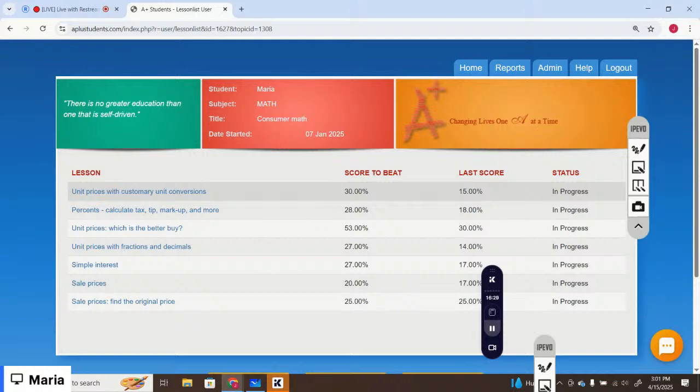Here I'm on grade 6 math. The chapter we are on right now is consumer math. Let's just start with the first lesson, that is unit prices with customary unit conversions.